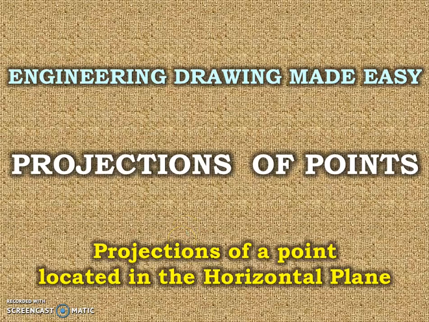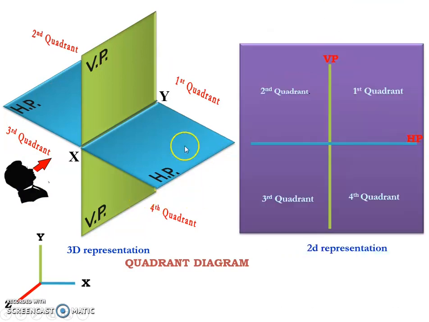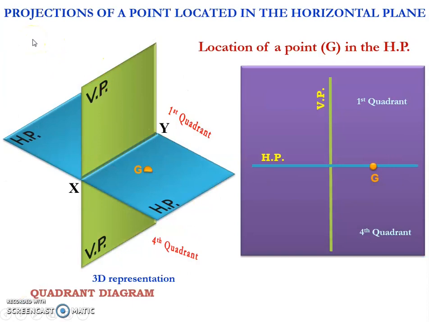Hello friends, in this video I am going to explain the projections of a point located in the horizontal plane. First, let us recollect the basic concepts. The 3D representation of the quadrant diagram is shown here, and the same diagram can be represented in 2D like this. Now let us move on to the topic projections of a point located in the horizontal plane.